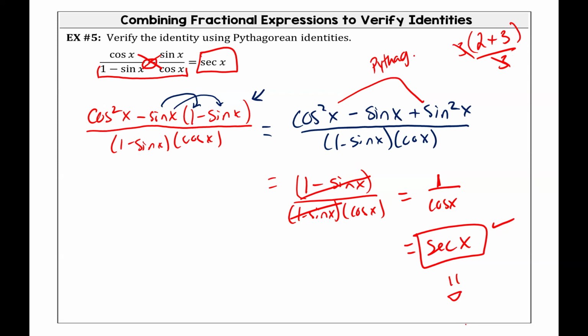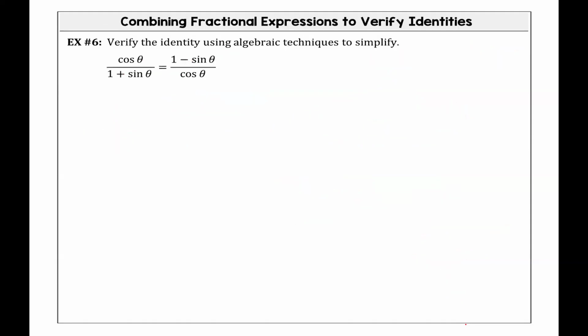All right. Let's try this last one together. This last one is using an algebraic technique. Does anyone remember what a conjugate is? A conjugate. Yes.